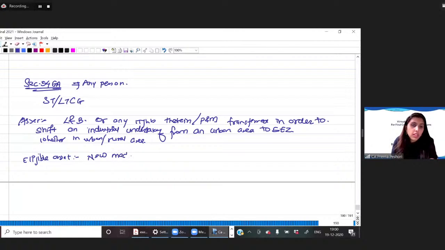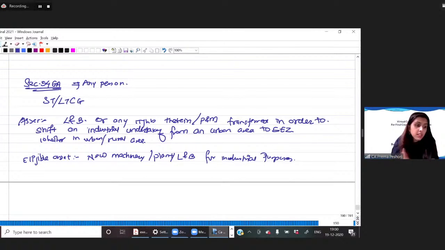New machinery or plant or land and building for industrial purposes, or expenditure on shifting. Same. Lock-in period is also same as 54G. Lock-in period is also same, right? 1 year prior or 3 years later.